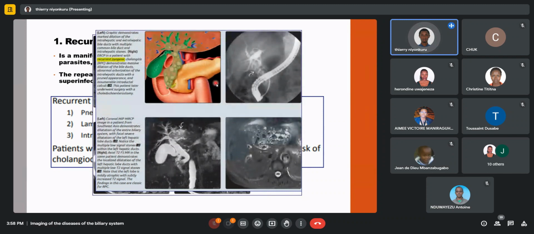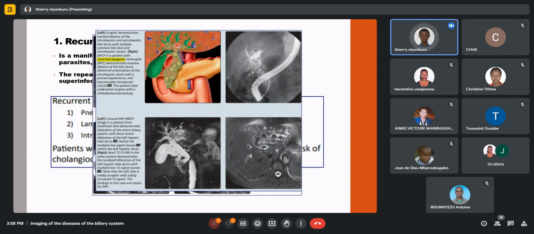So these graphics represent this dilatation of the common bile duct from the intrahepatic going to the extrahepatic common bile duct, due to this filling defect, a stone. So this was recurrent pyogenic cholangitis.